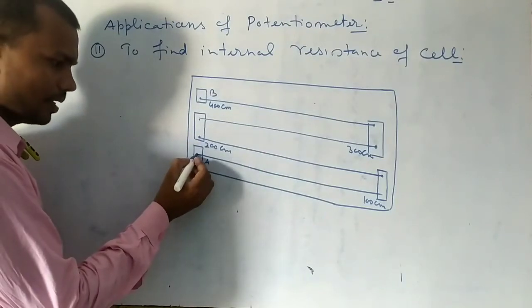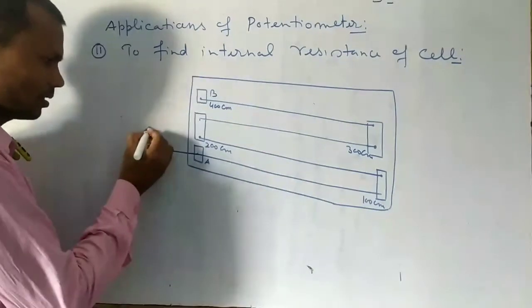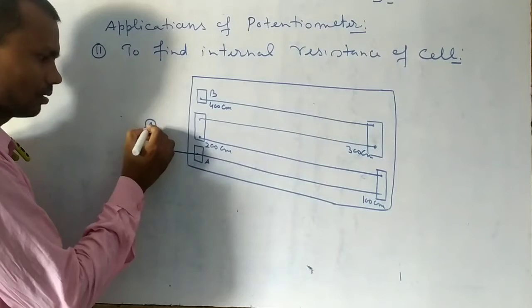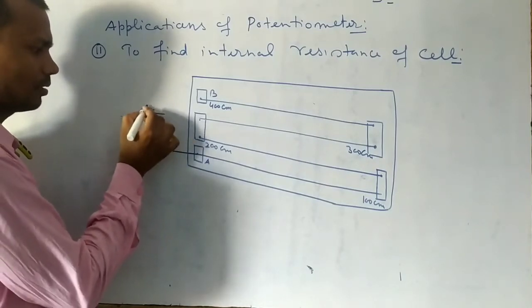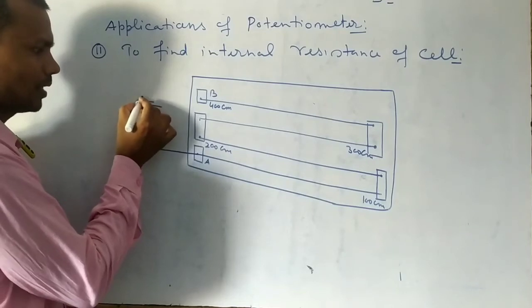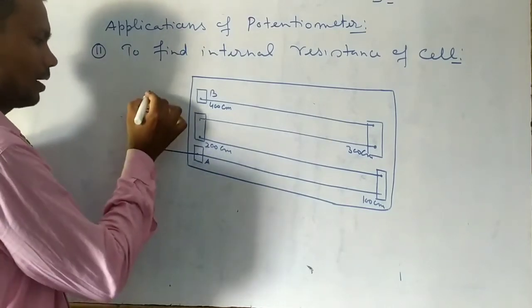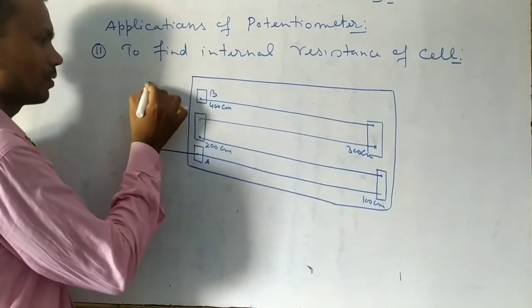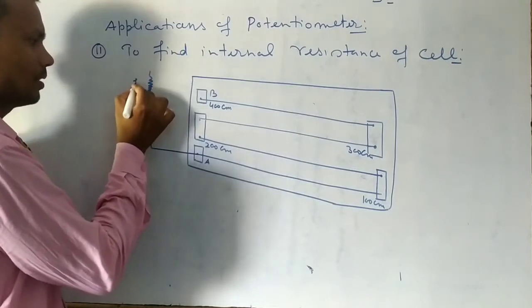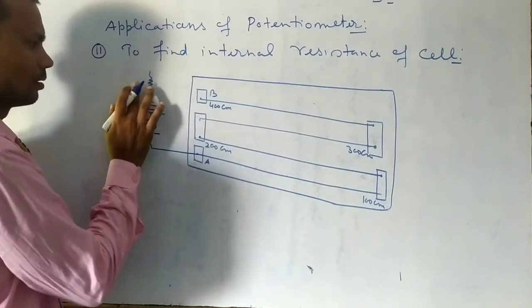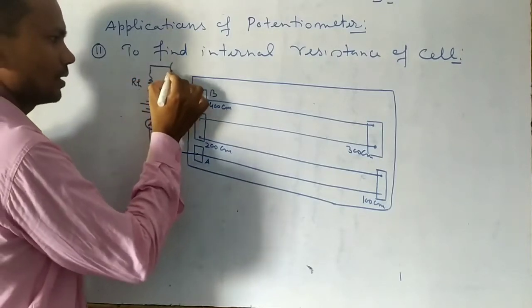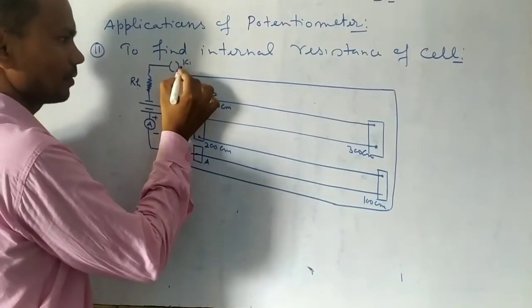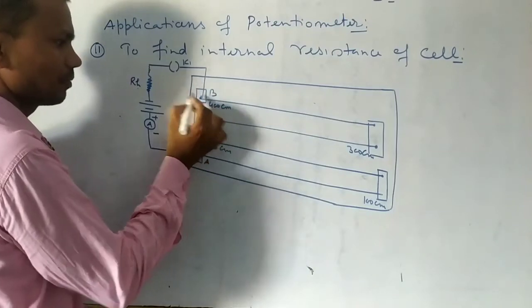Point A is first connected to an ammeter, and the positive terminal of this ammeter is connected with the positive terminal of the battery. The negative terminal of the battery we connect with the rheostat, that is, the variable resistance RH, and after this it is connected with a key. Suppose this is the first key K1, and then this is connected with this point B.